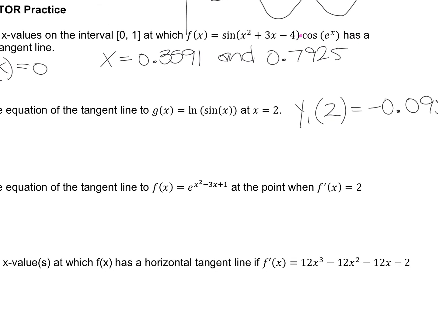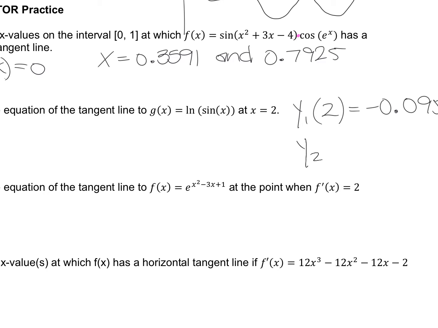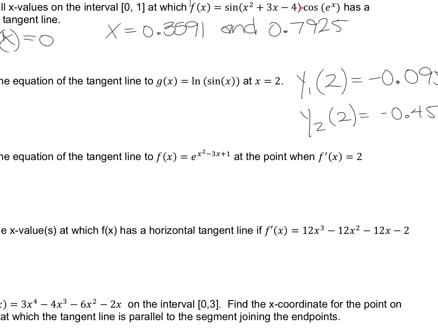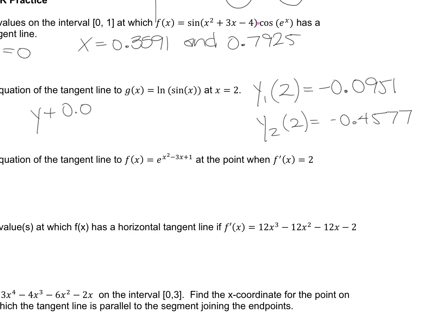If I do y2 of 2, I personally have gotten negative 0.4577. And what value is that? I would have y plus 0.0951 equals, nope, I lied. Nope, I'm good. Sorry, look at me, I'm mixing my numbers up. The second one is my slope. So then that's negative 0.4577, and then x minus 2. Yeah, there's my equation of my tangent line.